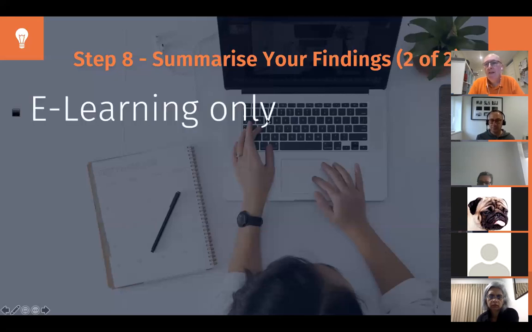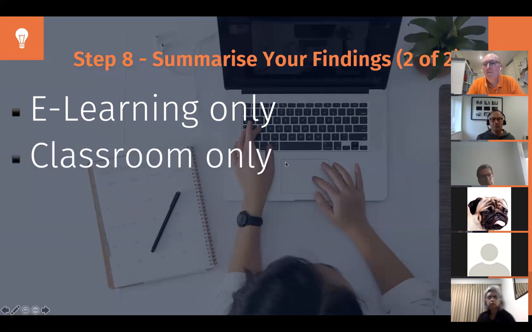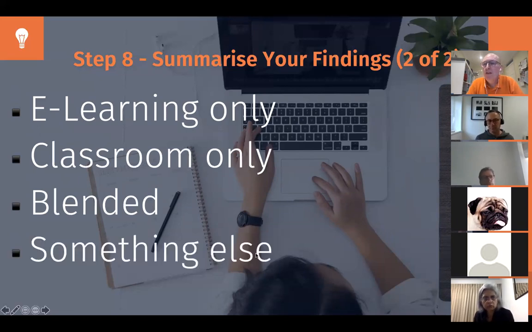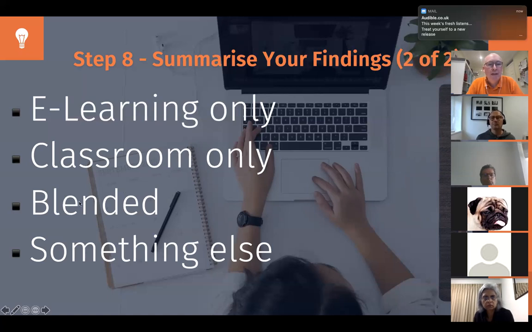So outcomes that we might go for are, you know, e-learning only. That might be one solution, so everybody has to do e-learning. It might be classroom only. It might be a blended approach, or it might be something else completely. These are probably the 3 typical things that we'll end up with. Probably blended will be the most common, so there's a bit of classroom and a bit of e-learning.